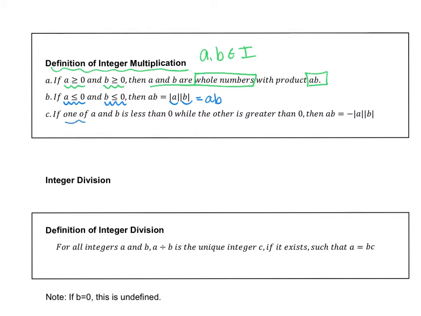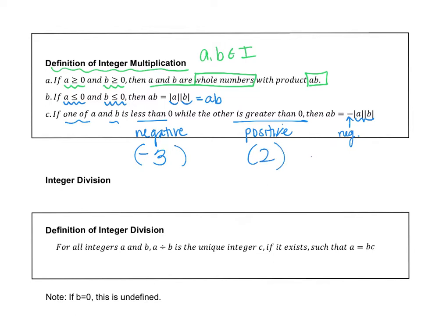Now, if one of a and b is less than 0 and the other is greater than 0, so basically one negative number and one positive number, then we're going to end up with a negative, because this part right here is going to be our product of just the numbers, ignoring the signs, and then we need to make that answer negative. So for example, if we're looking at -3 times +2, we've already said that that's going to be 2 sets of -3, so we can say 2 times 3, which is 6, but then they're all negatives.